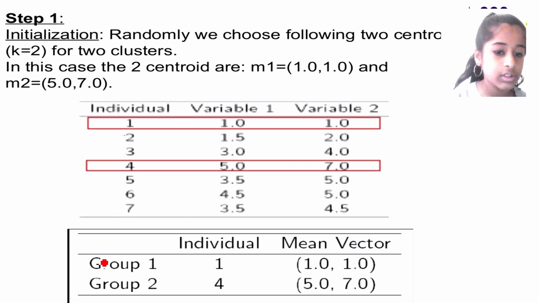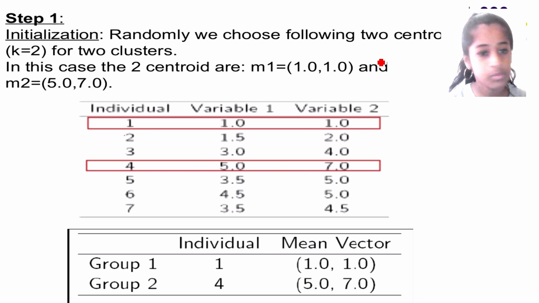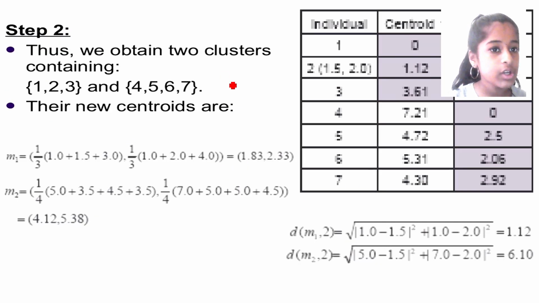And then for the individuals, group 1 is this and group 2 is this. This is the individual and this is the mean vector. So the mean vector here is going to be 1.0 and 1.0, and the second centroid, in the second group, is going to be 5.0 and 7.0. Step 2, thus we obtain two clusters containing 1, 2, 3 and 4, 5, 6, 7. So our new centroids are M1 this and M2 this. We get values like 1.83 and 2.33, and here 4.12 and 5.38.